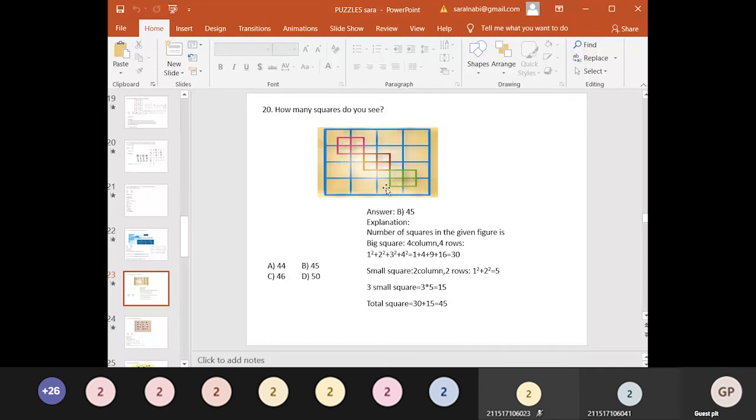So what is your answer? The whole big square is 30. The 3 small squares are 15. So totally 45 squares we could find out in this picture.